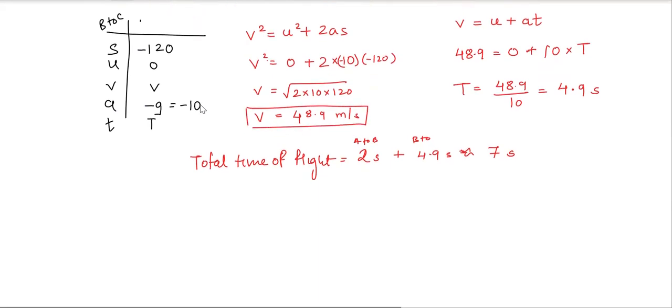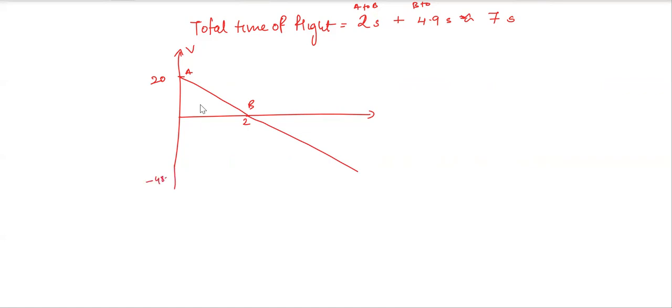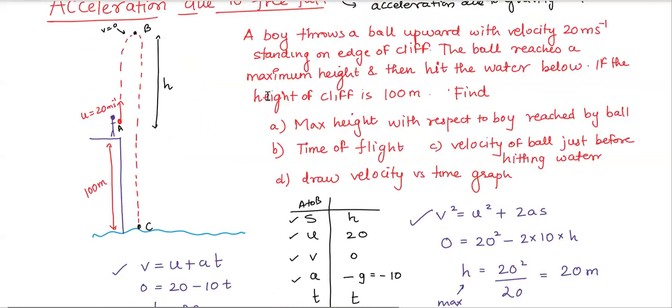Now how can we find the graph? If it is a velocity versus time graph, since it is starting with some 20 speed and then becoming 0 from A to B in 2 seconds, so this will be in 2 seconds, and in the next 5 seconds roughly this will be reaching negative 48.9. Now you can see it is a straight line because the gradient is constant, that is g, the acceleration due to gravity.